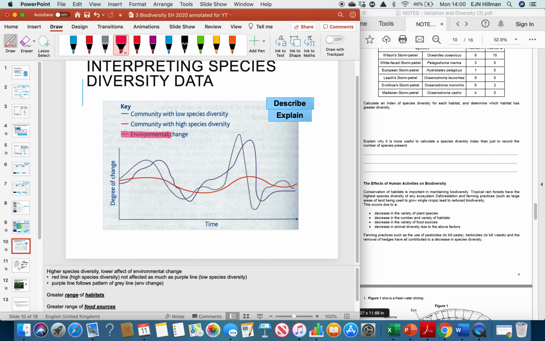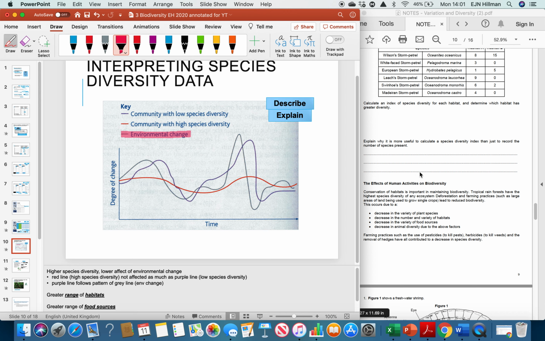Okay, so over time there is environmental change, and we want to see what effect that has on these two communities. The red line shows the community with a high species diversity. So remember, species diversity includes the number of different species, but also the number of individuals within each different species.